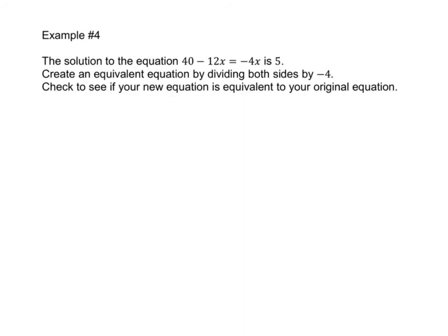All right, last one. We have our equation 40 minus 12x equals negative 4x. And I'm going to tell you that the solution is 5. You can check if you want. If I were to replace x with 5 here, negative 4 times 5 would be negative 20. On this side, 40 minus 12 times 5, well, this would be negative 60. So 40 minus 60 is negative 20. Okay. So I said that really fast, but just believe me, 5 is the solution to this equation.